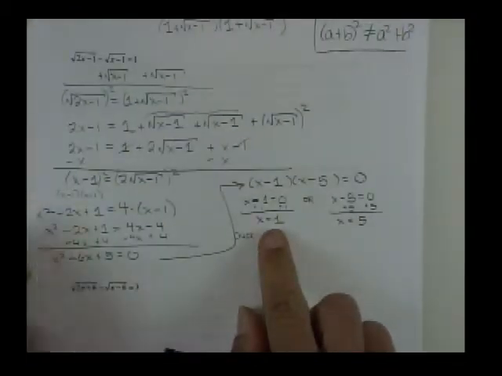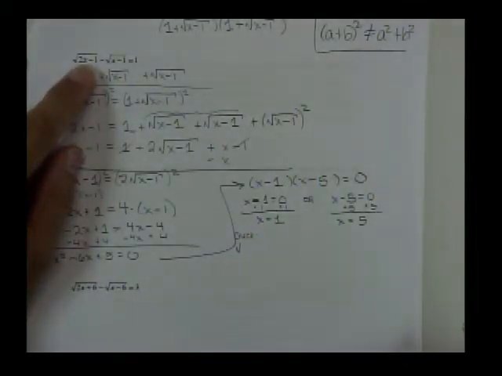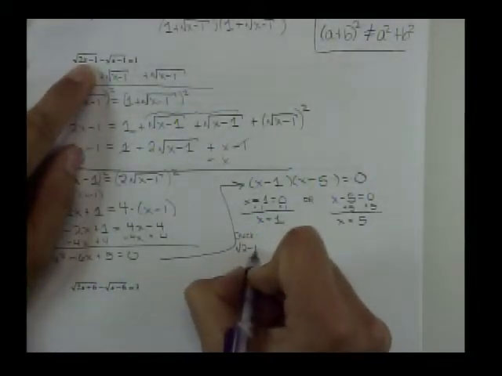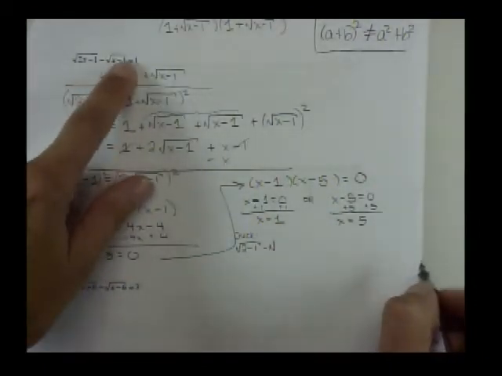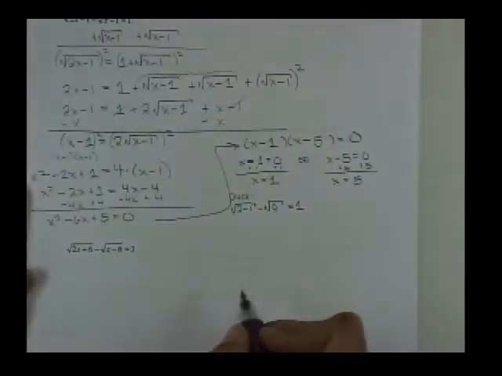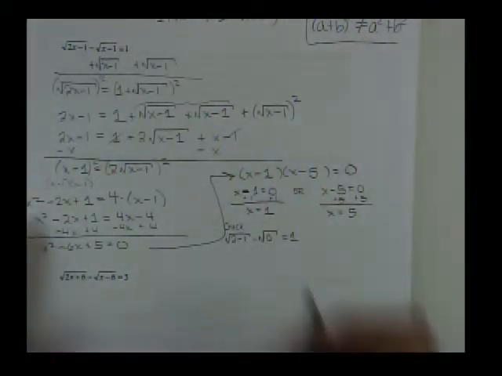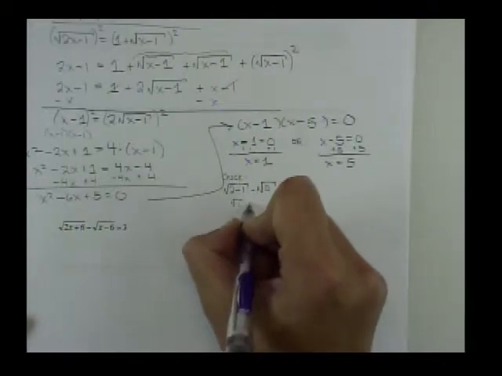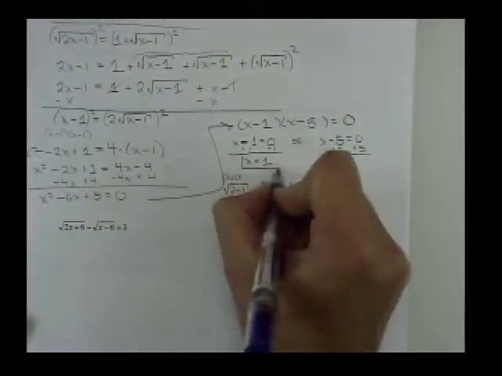Okay, so first I'll check x equals 1. So I'd have the square root of 2 times 1 is just 2 minus 1, minus the square root of 1 minus 1 equals 1. Yep. What's the square root of 0? 0, right? Because 0 squared is 0. So we have the square root of 1 minus 0 equals 1. That one is true. So this one works.